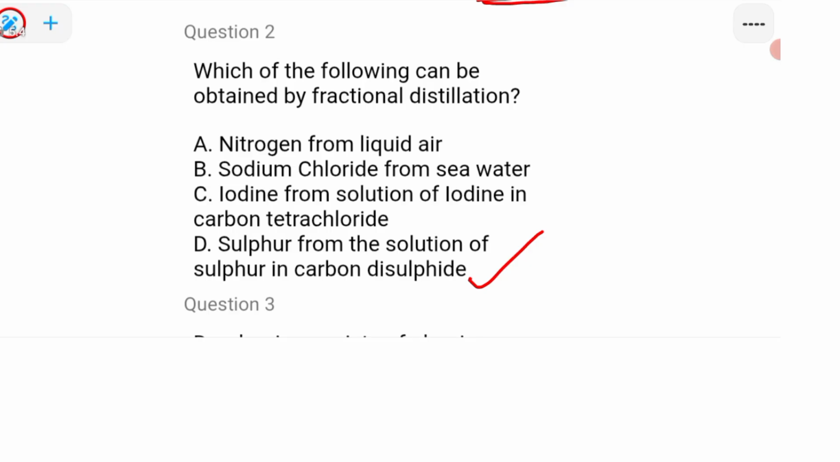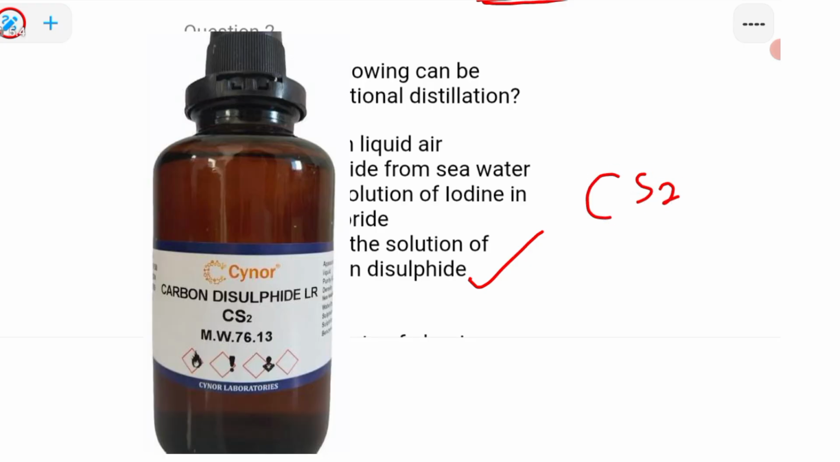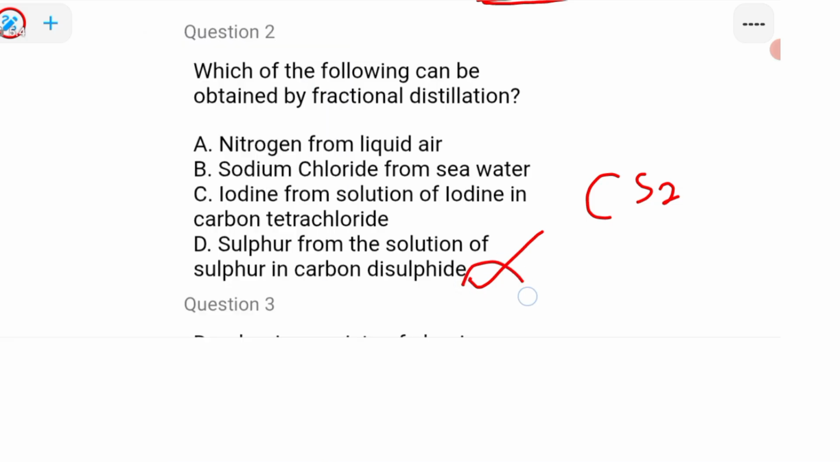Carbon disulfide, the formula is CS2, and it's a non-polar solvent. So you can dissolve sulfur. But to obtain the sulfur back from it, you have to use the evaporation method. So this is not the answer. We are looking at the one that we will use fractional distillation for.